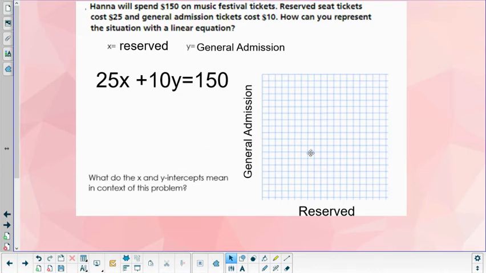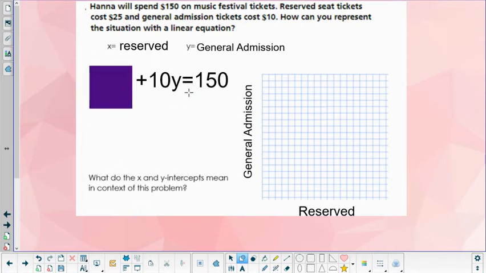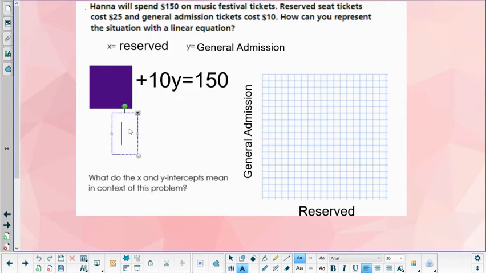Do we want to count by ones? Do we want to count by twos, tens, whatever? So you can use that cover up method, just like we did in class earlier. If I cover up my X value, I would have 150 divided by 10, and that would give me 15. So the first ordered pair I would have, when my X value was 0, my Y value was 15. So that is one possible answer.